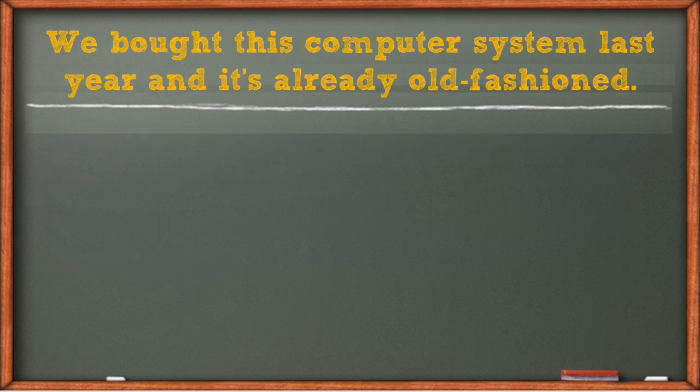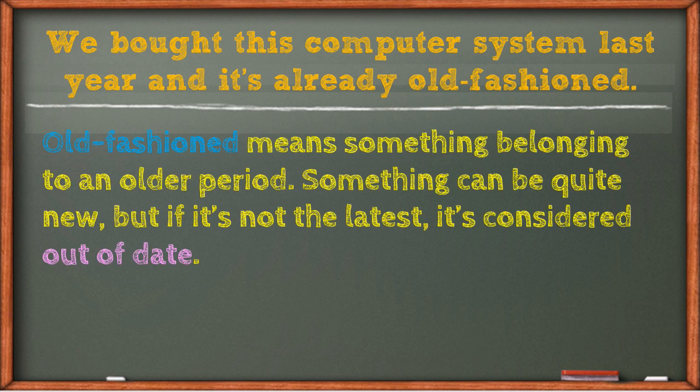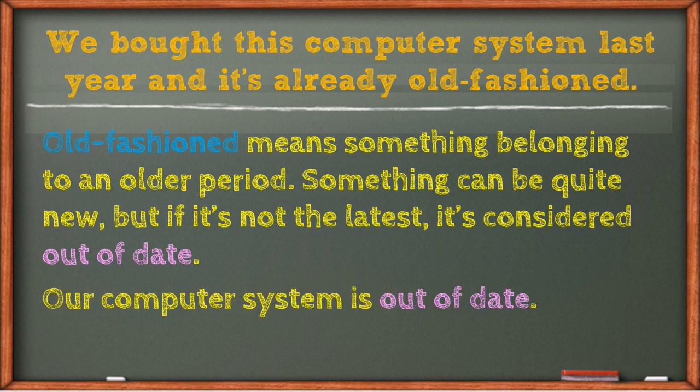We bought this computer system last year, and it's already old-fashioned. Old-fashioned means something belonging to an older period. Something can be quite new, but if it's not the latest, it's considered out of date. Our computer system is out of date.